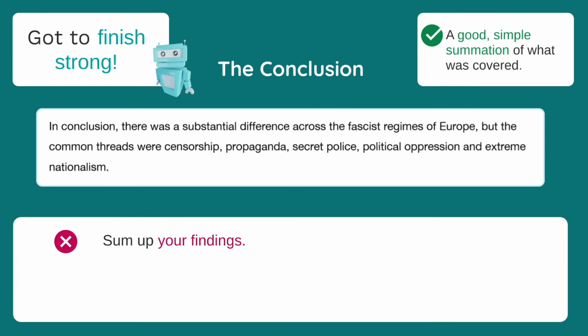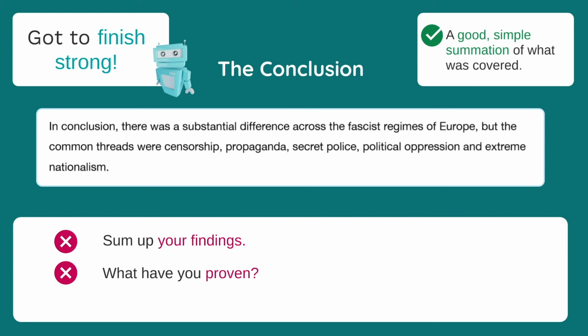You need to sum up your findings. So when you look at all of the things that you used, you can talk about how the use of these things allowed the fascist leaders to come to power. You've proven that the use of the secret police and extreme nationalism was the most effective in, something along those lines.